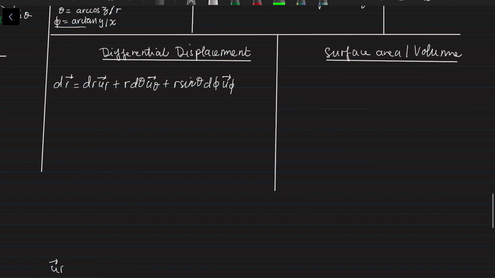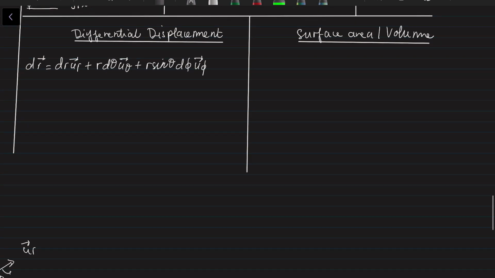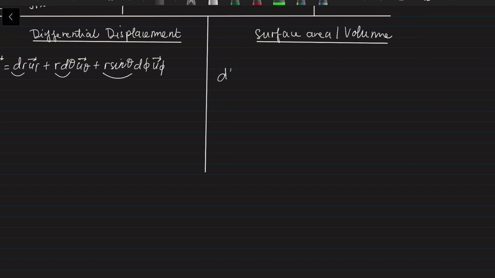The final thing we have to do is to find the surface area and the volume element. But again, as I've been saying since the beginning, the surface area or the volume element just represent the area or the volume that you sweep as you go from r to r plus dr. So all you have to do is multiply out the components of the differential displacement vector. We can just write that dv is r d theta times r sine theta d phi times dr, so r squared sine theta dr d theta d phi.